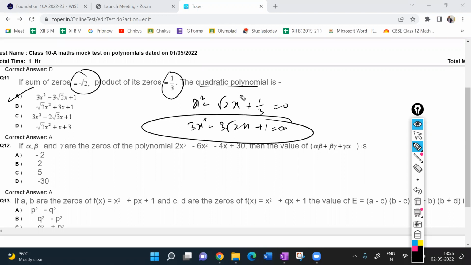Yes, sir. Very simple. Substituting directly in the formula, beta. Sum of the roots given to you, product of the roots given to you. That's it. Hope it is clear. Next question. Yes, sir. Clear.